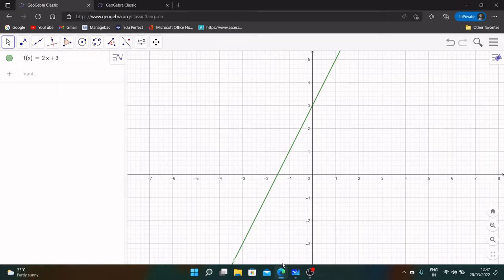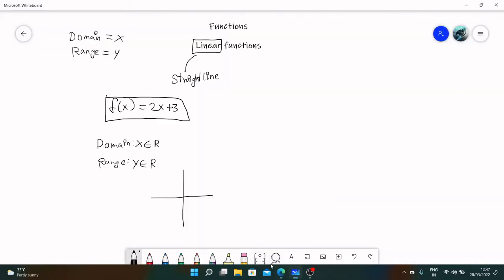But why is a line plotted like this with a certain slope or gradient? To understand that, let's find f(1), f(2), f(3), f(4), and f(5) for this function. If you have the x value as 1, 1 times 2 is 2, plus 3, that's going to give you 5. 2 times 2 is 4, plus 3, that's 7. 3 times 2 is 6, plus 3, that's 9. 4 times 2 is 8, 11. 5 times 2 is 10, plus 3, 13.